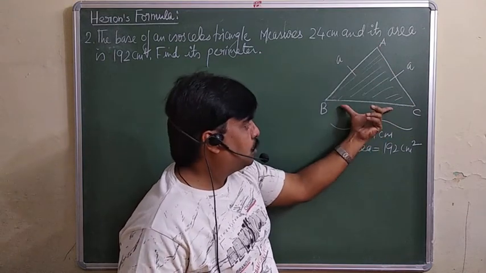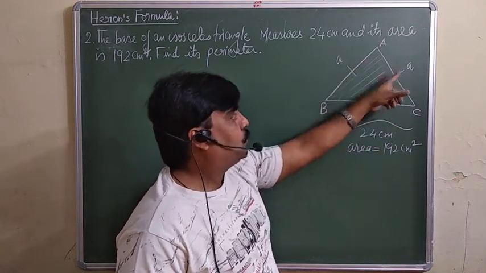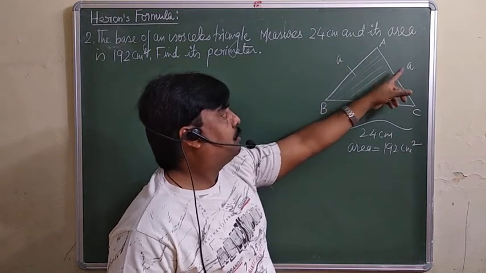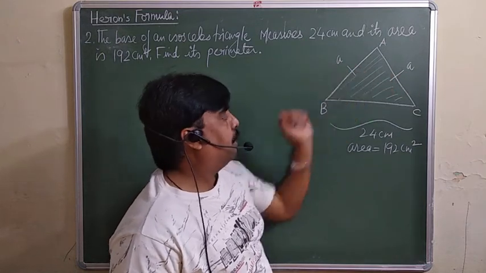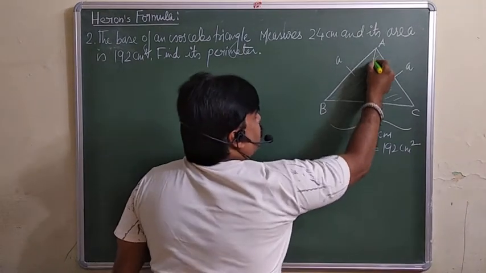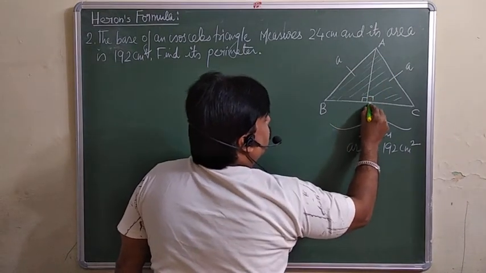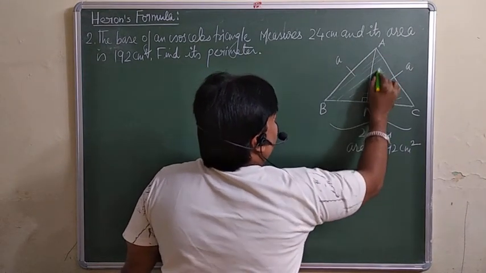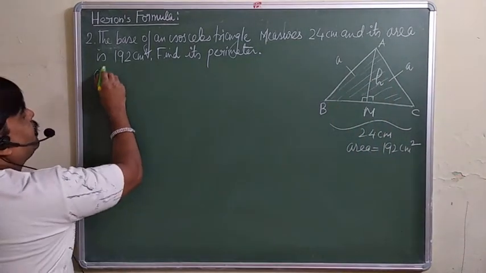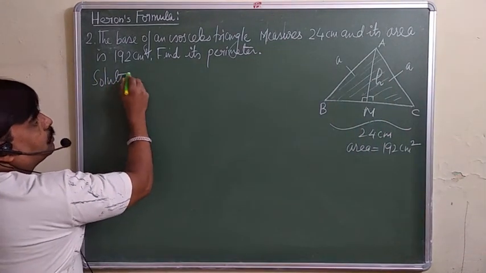But here we know only this base, that is 24. We don't know these two sides. So you are supposed to find out these two sides first. पहले हमको ये निकालना है. So look here. For our convenience, you can draw the perpendicular AM, which is your H. The general formula you can apply here, so we can find out H.